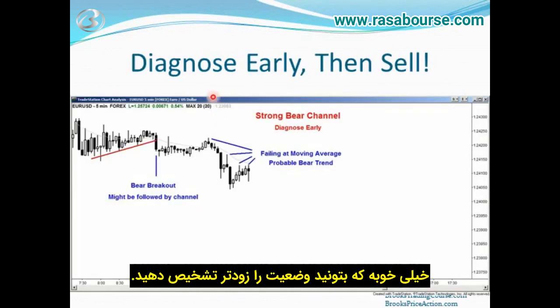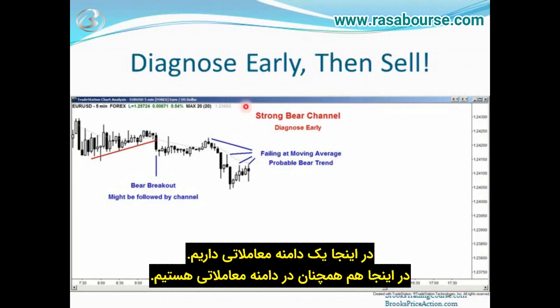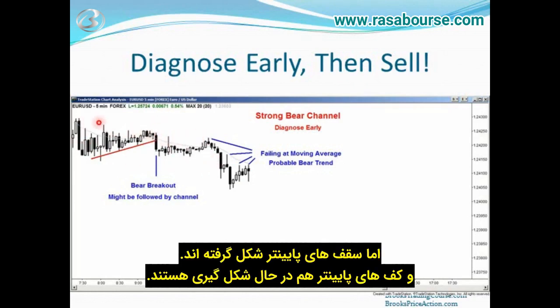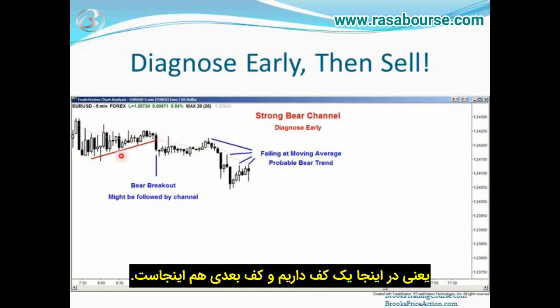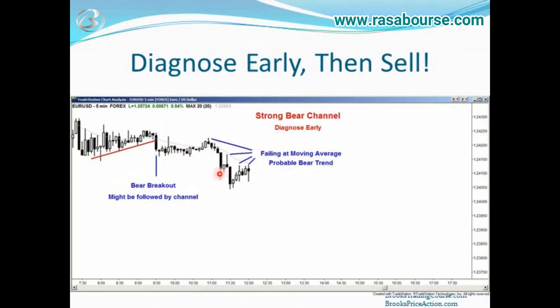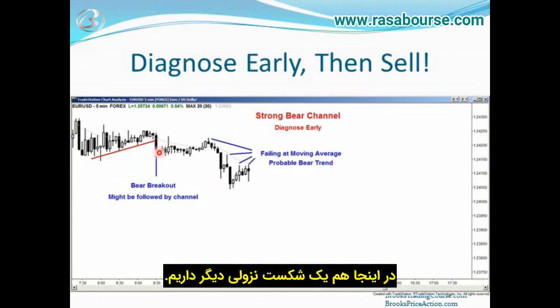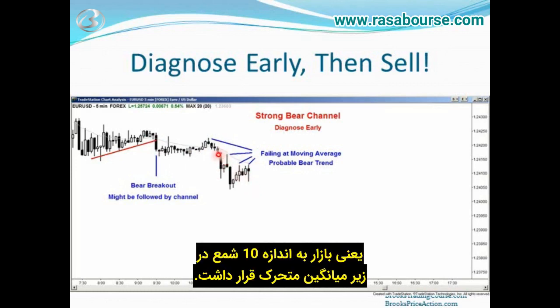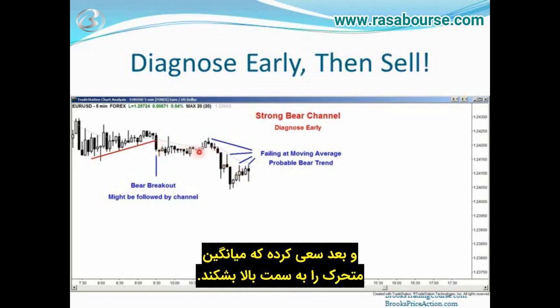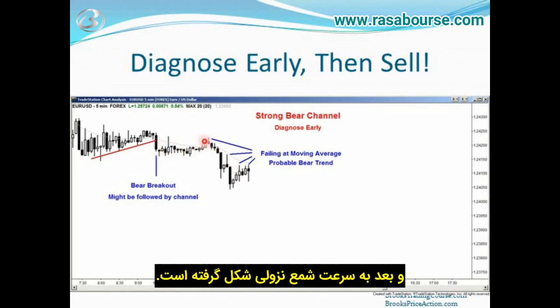It's good if you can diagnose the situation early. We have a trading range. It's still a trading range over here, but we're forming lower highs all the way down, and now we're starting to get lower lows. We have a low here, and over here we have a lower low. We have a bear breakout, so we have to think about the possibility that the market may enter a channel phase. We have another bear breakout, so again we might be entering a channel phase, and the market is failing at the moving average. It was below the moving average for about 10 bars, tried to break strongly above it, immediately had a bear reversal.